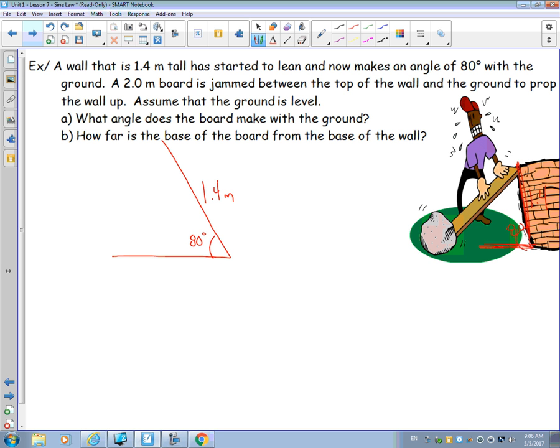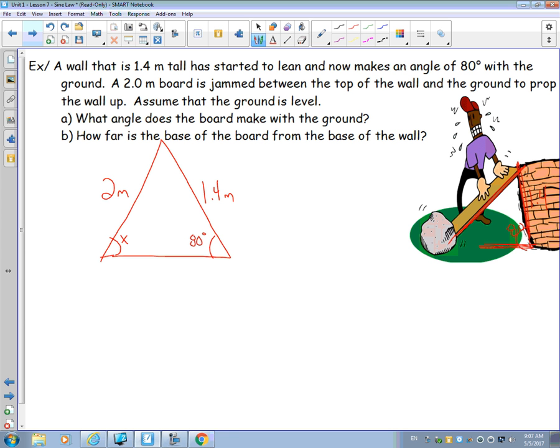A 2-meter board. So you see the board right here. It's 2 meters. It's jammed between the top of the wall and the ground, to prop the wall up. Assume that the ground is level. At what angle does the board make with the ground? Obviously the angle down here. That's something we can solve using our new idea of the sine law.